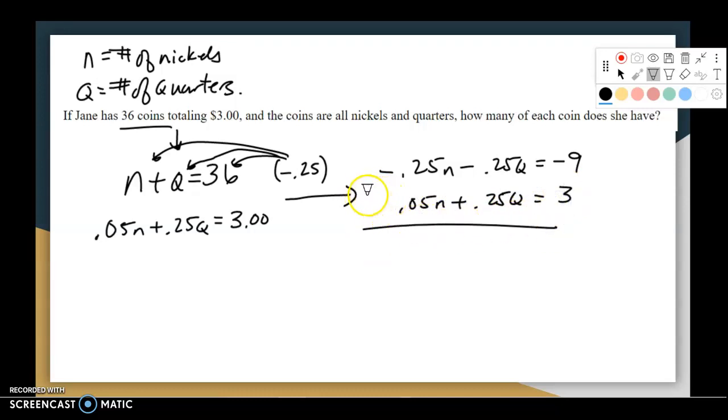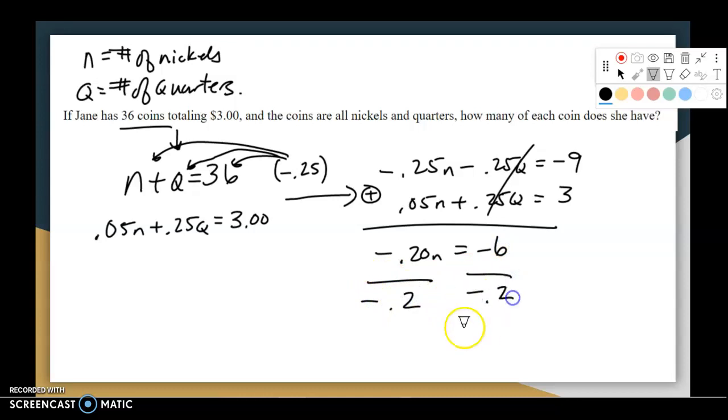All right, now I'm going to add these two equations together. Here we go. Negative 0.25N plus 0.05N is negative 0.20N. Negative 0.25Q plus 0.25Q, they knock each other out. Negative 9 and 3 is negative 6. And now I'm going to divide both sides by negative 0.2. And I get N equals 30. Okay? So the number of nickels is 30.